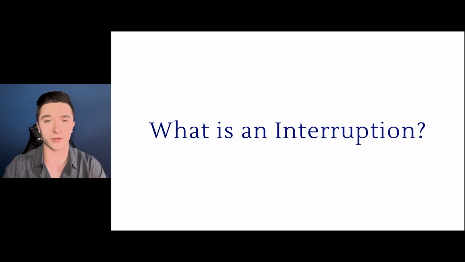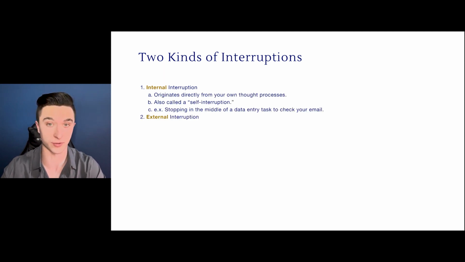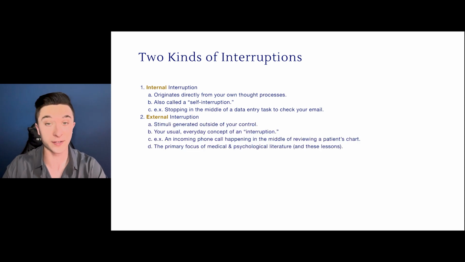Now, before learning how to handle them, it is critical to understand exactly what an interruption is and the parts of an interruption. It's worth noting that there are two distinct kinds of interruptions. We have internal interruptions and external interruptions. An internal interruption, which is also called a self-interruption, originates directly from your own thought processes. This can be as simple as stopping in the middle of a data entry task to check your email. Now, in contrast, external interruptions are generated completely outside of your control. These are like an incoming phone call happening in the middle of reviewing a patient's chart.